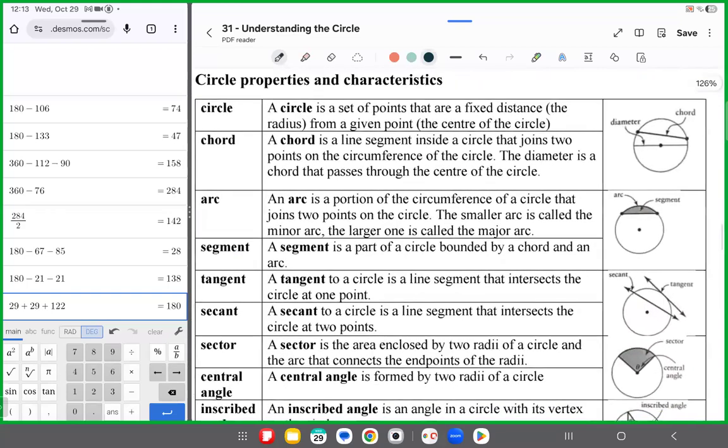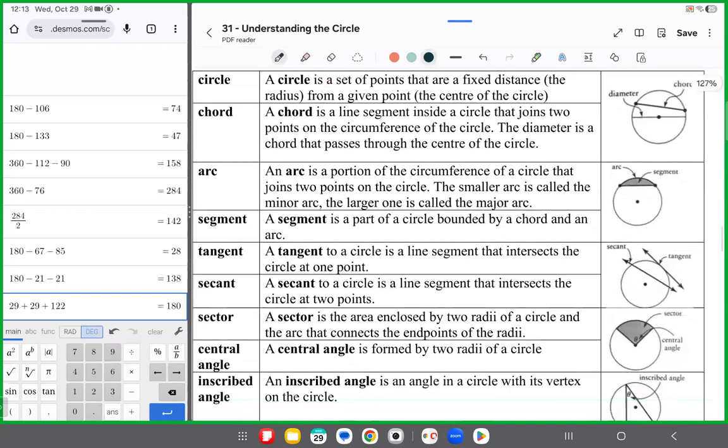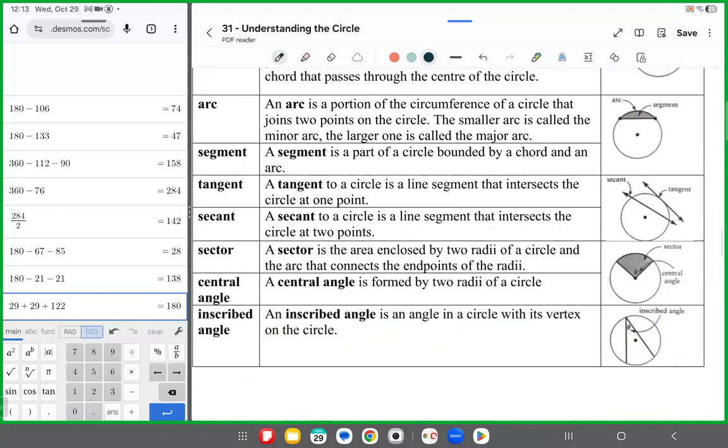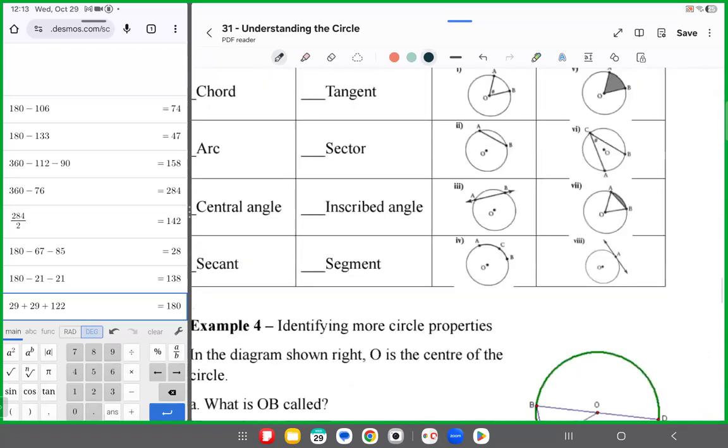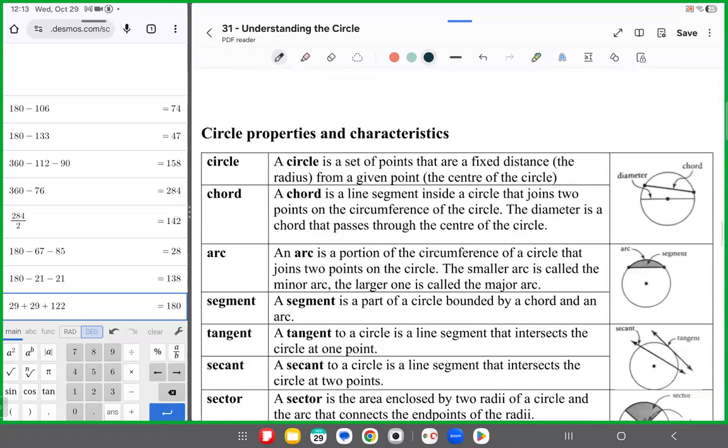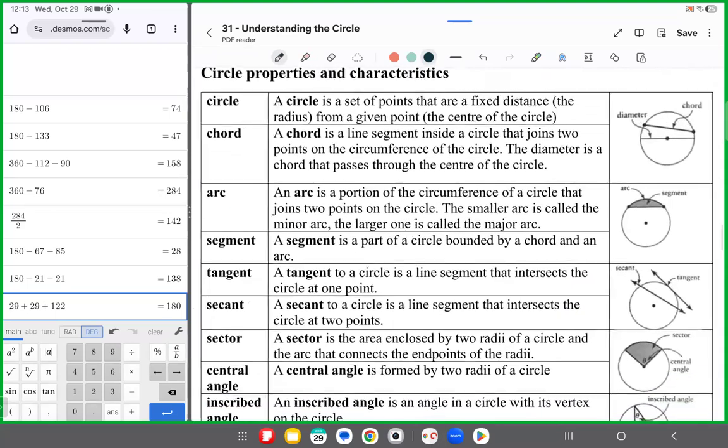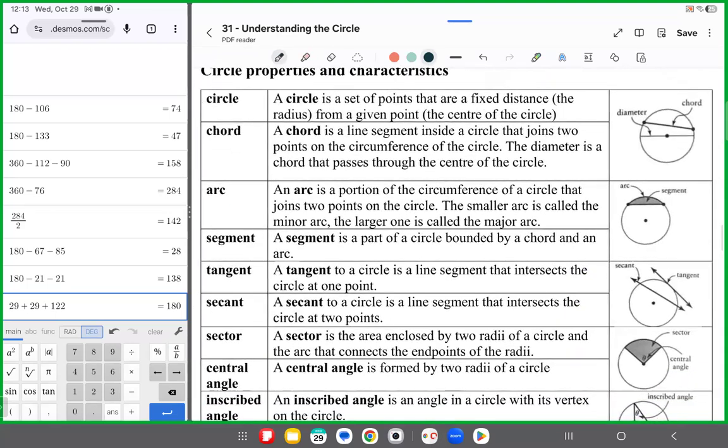So we have a whole list here: circle, chord, arc, segment, tangent, secant, sector, central angle, and the inscribed angle. And then we also have a matching section afterwards that we're going to try out. And so we're going to go through these one at a time and just describe these as best we can.